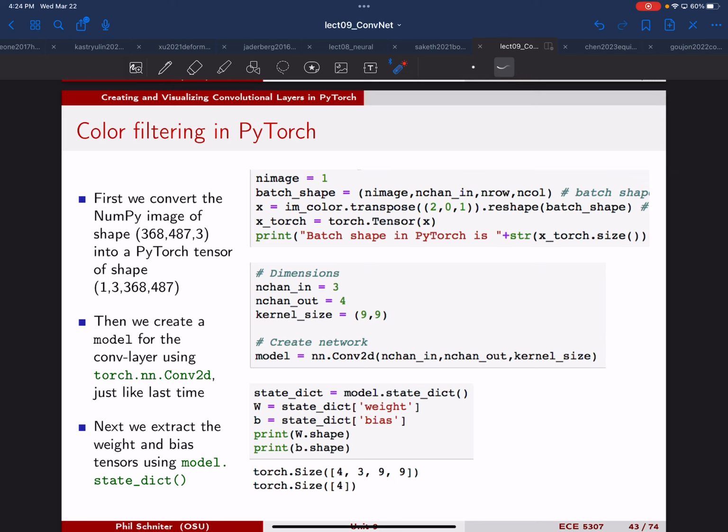So now, as we saw before, we can just take a look at the sizes that it made. So this is our weight tensor. And when you look at it, the shape is 4, 3, 9, 9, which is what we expect: number of output channels, number of input channels, and then the kernel size. And then if we look at the bias vector, we just know that there's one scalar bias per output channel. There's 4 output channels, so that makes sense. Okay, everybody good so far?